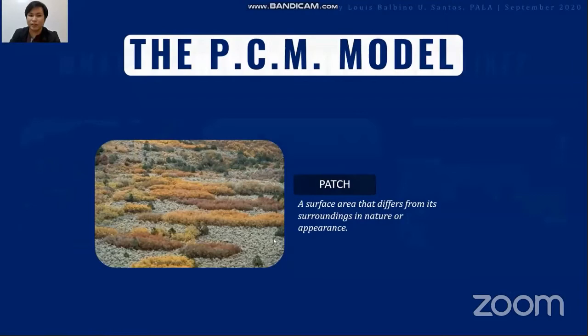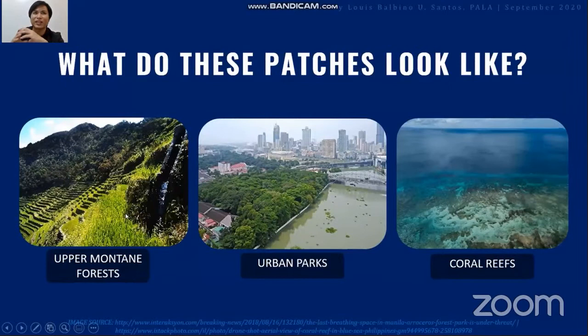So how do these patches look like? You can think of them as islands in an ocean. In that case, an island is a patch where the ocean is the matrix. But you can also think of the top parts of mountains as sky islands, because organisms that exclusively thrive in the upper parts of the mountains can't really go to the next patch, which is the next mountain, because it's too far away. So we can say that these are like islands. So that's a patch. Urban parks in a matrix of urbanization, that is also a patch. And coral reefs can be a patch, where the matrix would be areas that are not coral reefs, that are just sand.